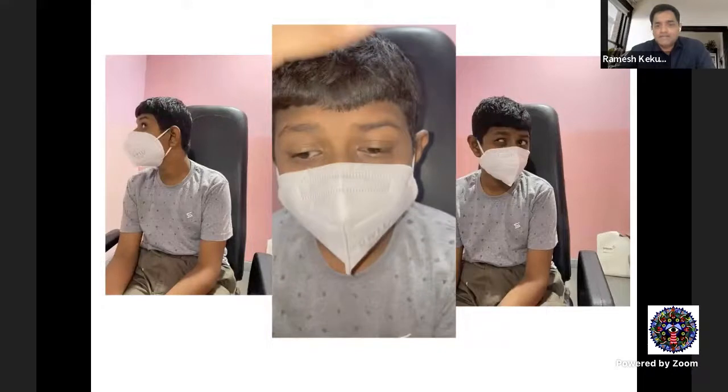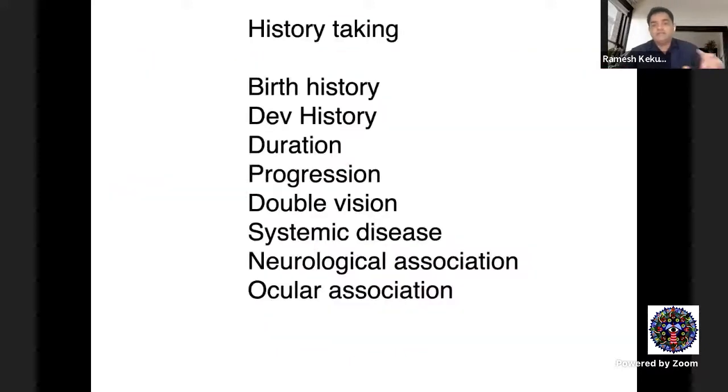This is typically nystagmus with abnormal head posture to the right side and also the left side. We call it periodic alternating nystagmus.